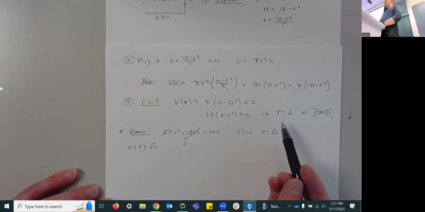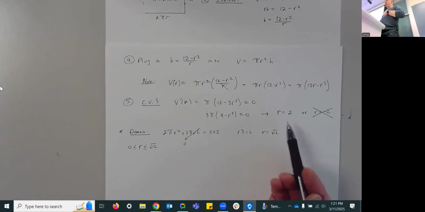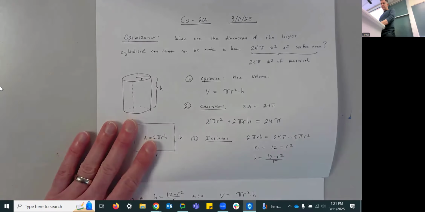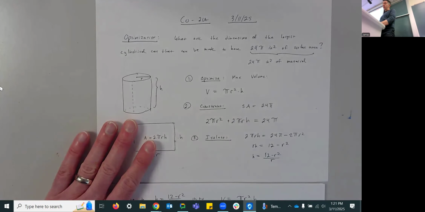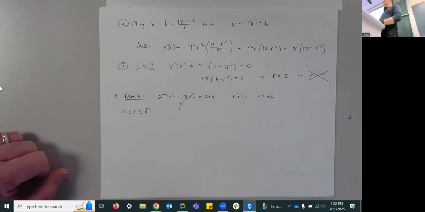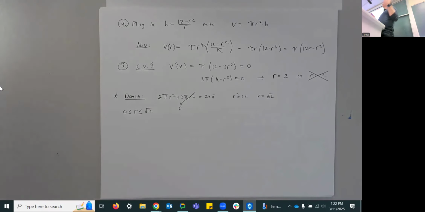So we found our critical values. And usually after I find my critical value, I like to go back and read what the question is asking for again. It says, what are the dimensions of the largest cylindrical can that can be made to have 24 pi inches squared of surface area? I found the r dimension, but do I actually know it's maximizing the volume? So here's what I'd say about this. Most of the time with optimization questions, the thing they're asking you to find is the thing you're going to find. Meaning if they're asking you to find the dimensions that maximize, the thing you find is going to maximize. If they're asking for the dimensions to minimize, they're going to minimize. But technically, we're supposed to check.